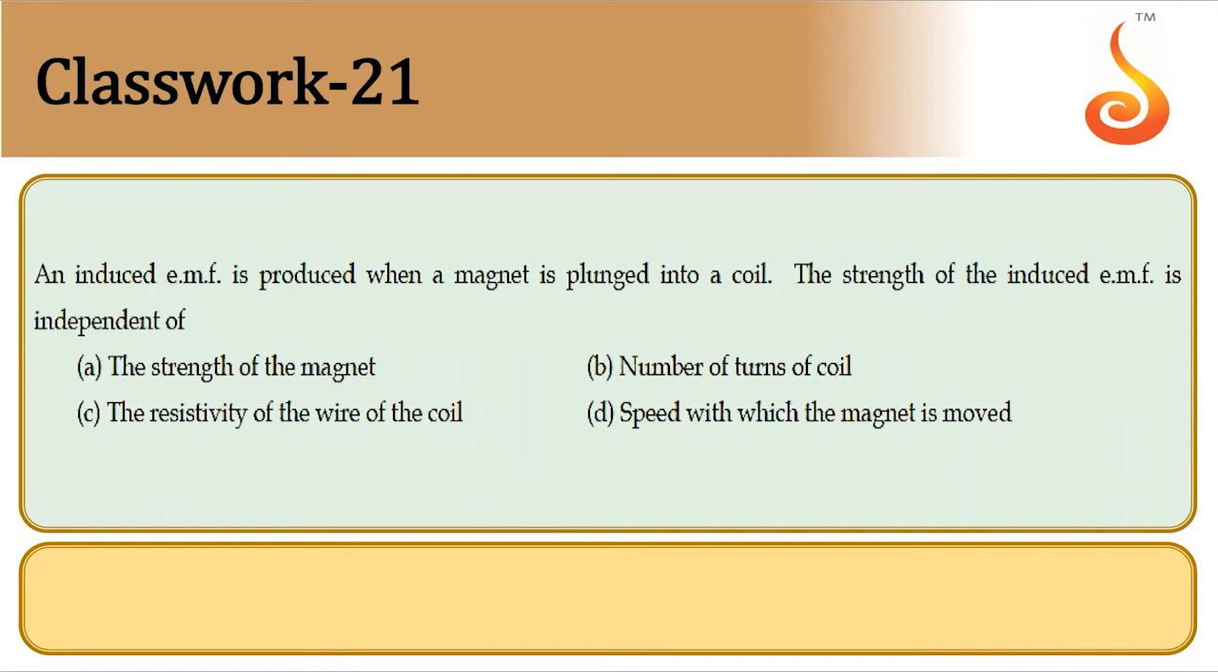So, when a magnet is plunged into a coil, induced EMF is produced. This depends on, of course, the number of turns in the coil and the strength of the magnet. The more the strength of the magnet, the more EMF will be produced, and the more rapidly it is moved, the more EMF there will be. So these three things will decide the induced EMF, but it doesn't depend on the resistivity of the wire. So it is option C. Resistivity of the wire will not decide this, so it will be independent of the resistivity of the wire. So it must be option C.